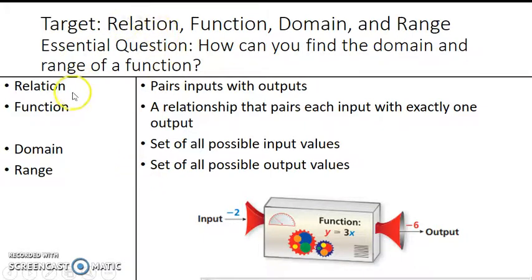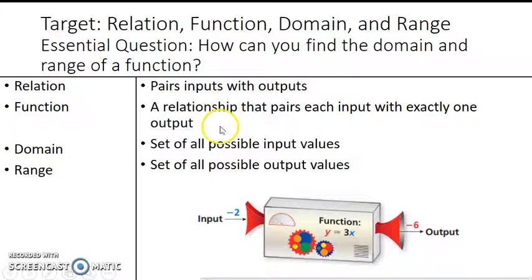First of all, a relation is a pair of inputs and outputs. So everything that pairs an input with an output is called a relation. Everything. You put something in and something comes out, relation. Anything that can be written as an ordered pair of x, y is a relation. Now, a function is a specific type of relation. A function is a relation that pairs inputs with only one output. Inputs cannot go to more than one output, is the whole point of this.